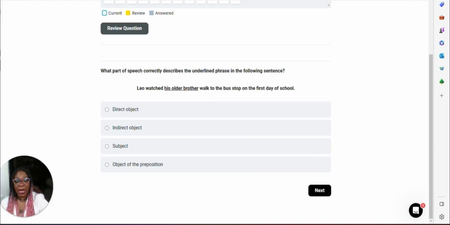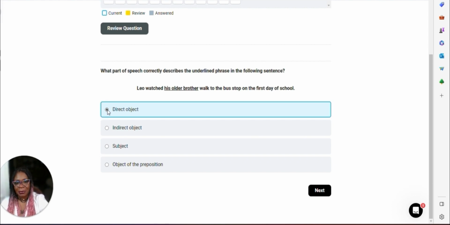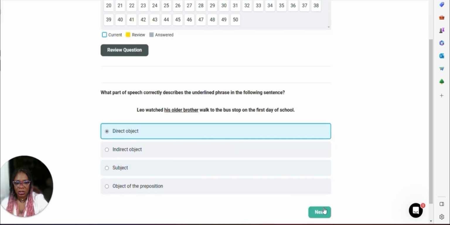What part of speech correctly describes the underlined phrase in the following sentence? Leo watched his older brother walk to the bus stop on the first day of school. Is it the direct object? Is it the indirect object? Is it the subject? Or is it the object of the preposition? I'll give you a second to think about that one. And the answer is going to be the direct object. His older brother is the direct object of the verb watched in this sentence. All right, so let's move on to question number 7.